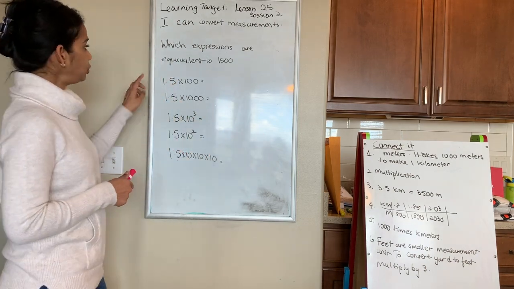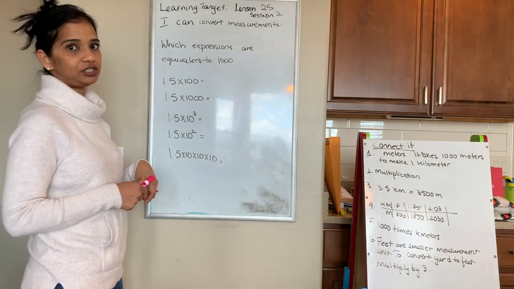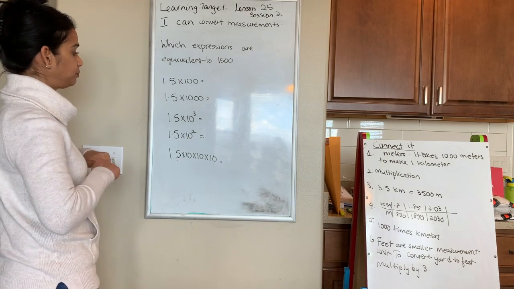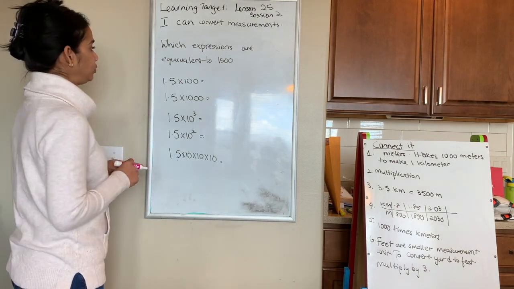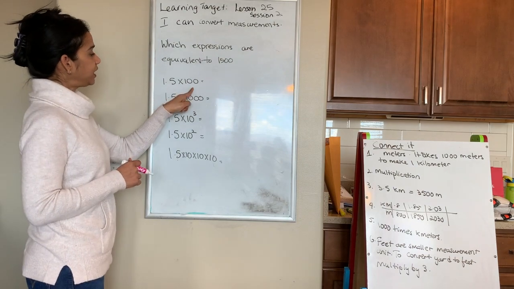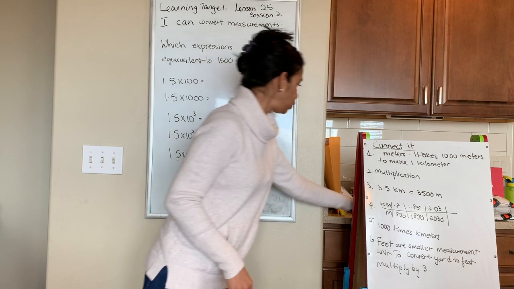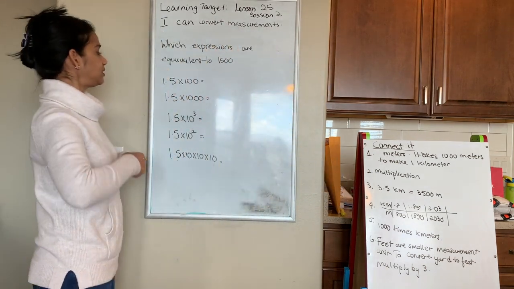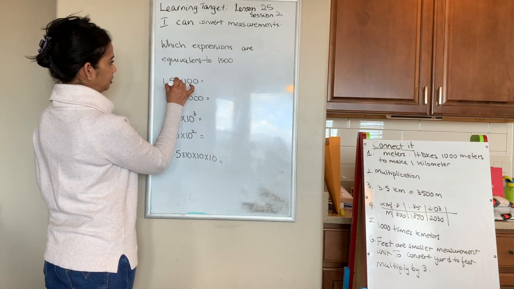Okay, I want you to try this for me. Which expressions are equivalent to 1,500? Normally in class, you would try this on your whiteboard. While you do it, I'm going to do it with you. 1.5 times 100. If I'm doing 1.5 times 100, I am going to move the decimal 2 times to the right because I'm multiplying. So I'll go 1, 2.